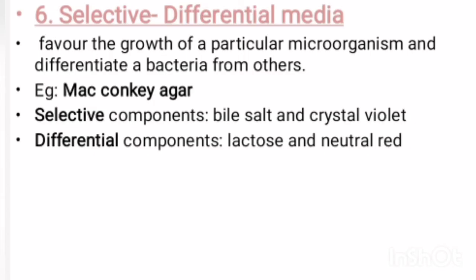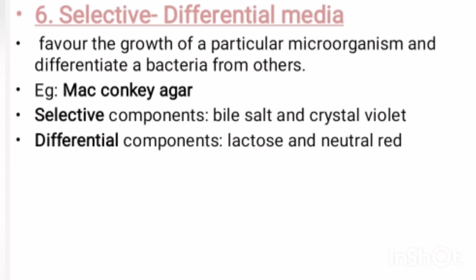Next type of media, selective differential media. This type of media has the properties of both selective media and differential media. This media favors the growth of a particular microorganism and is used to differentiate a bacteria from others. That means this media exhibits both as selective and as differential media. Example, MacConkey agar.